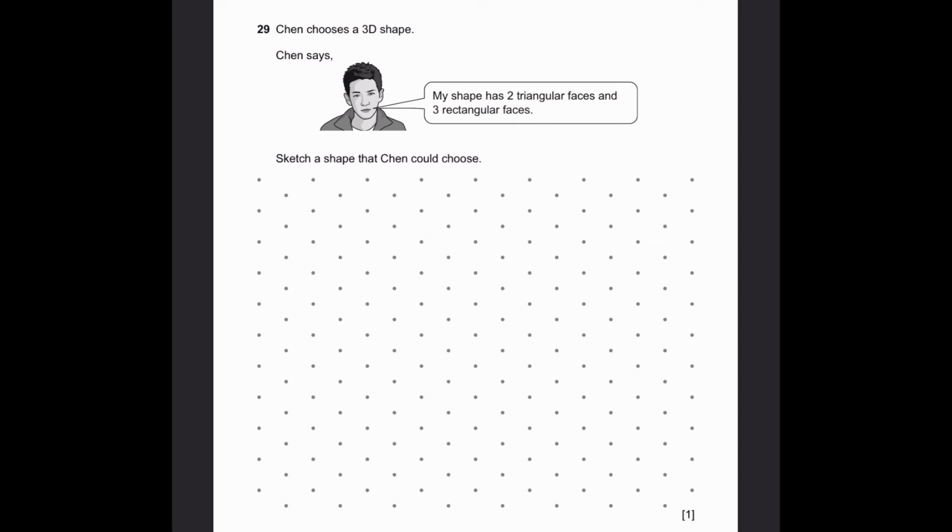Question 29. Chen chooses a 3D shape. Chen says, my shape has 2 triangular faces and 3 rectangular faces. Sketch a shape that Chen could choose. Well, if you think of this, you will think that there's a shape which is a triangular prism. And we can draw that on isometric paper. So we can draw a triangle here. And then draw some lines. And draw the rest of the prism. So we have 2 triangular faces and 3 rectangular faces. That'll be our answer.